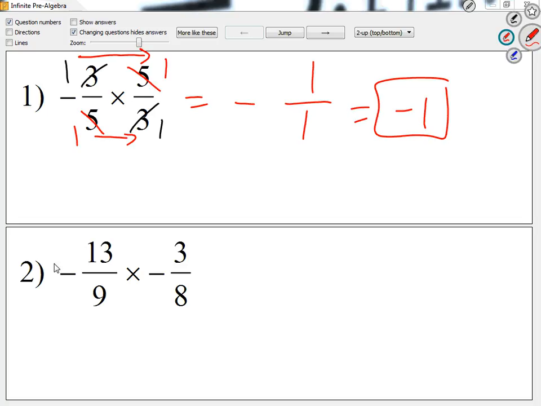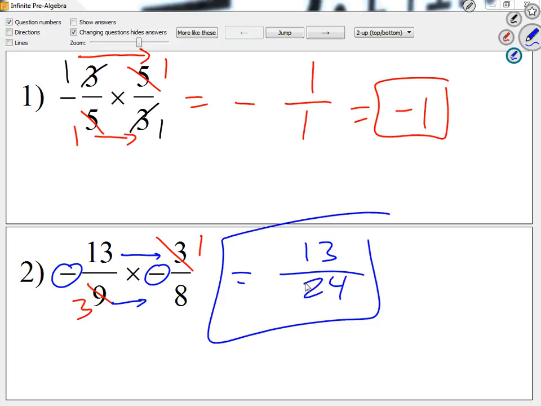If I look at question number 2, let me simplify my 3 and my 9. Let me divide each by 3. So that becomes 1, and that becomes 3. Now, I'm just going to multiply straight across. First, let me take care of the signs. Negative times negative, it's positive. On the top, 13 times 1 is 13. At the bottom, 3 times 8 is 24. Bigger numbers at the bottom, so we're good.